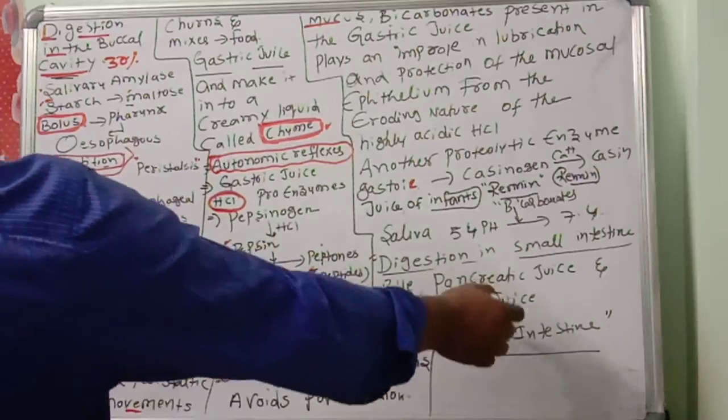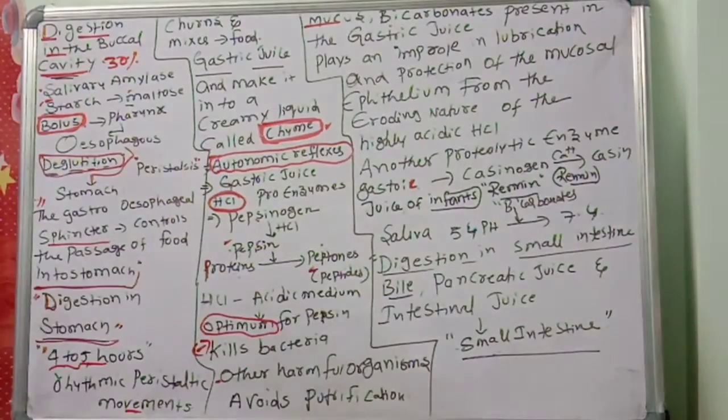So these are all very useful in the digestion of food in which one? The small intestine. Okay, children, once again, you should listen very carefully. We are discussing the concept of digestion in the buccal cavity.